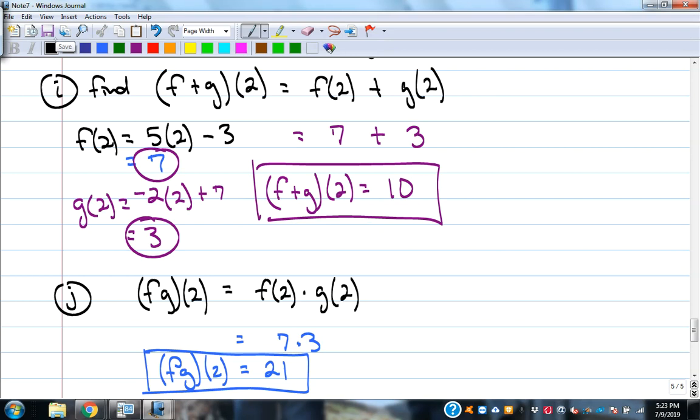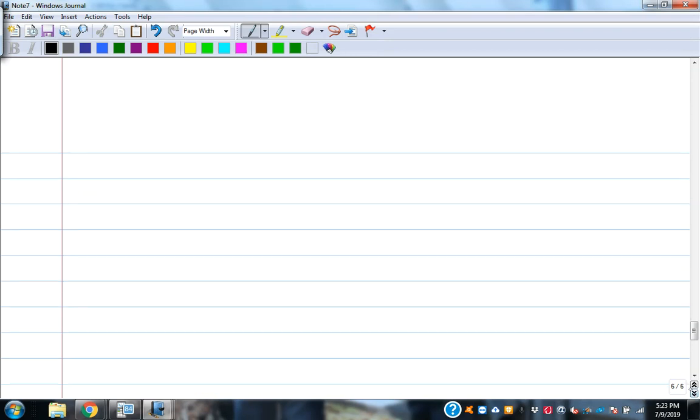All right, let's talk about composition. And this is maybe the tougher thing we do today, just because the domains are sometimes tricky on this. All right, so function composition.